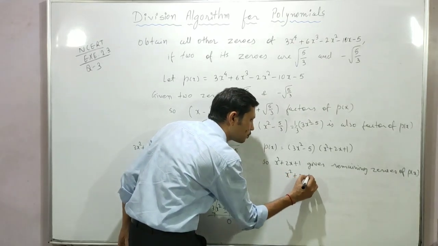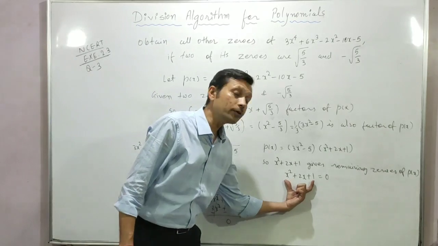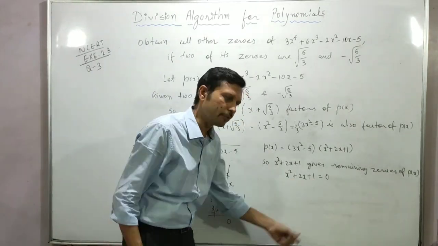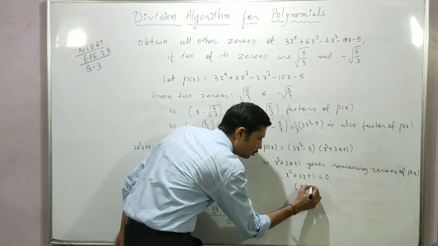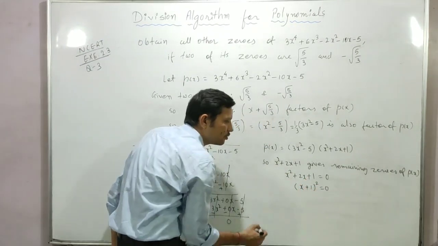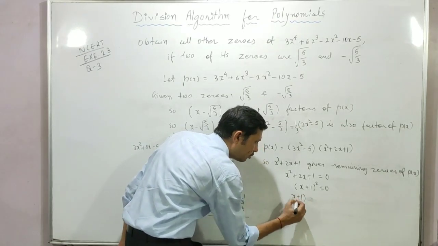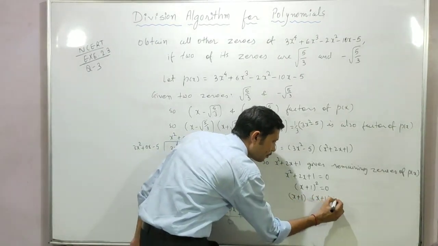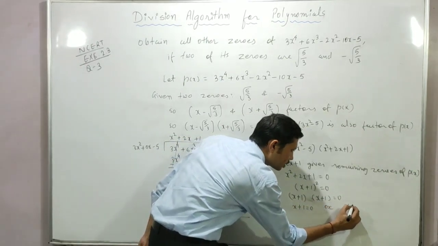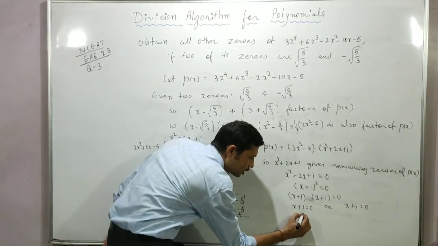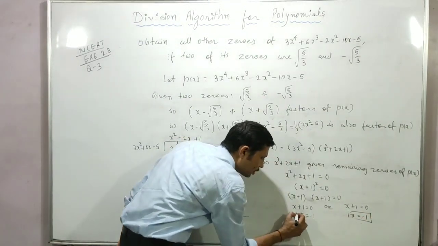x square plus 2x plus 1. To find the zeros, I have to compare with 0. And as you can recognize, it's a perfect square trinomial. It's the square of x, first term square root x, last term square root 1, the whole square. That means we have two same factors, x plus 1 equal to 0. So either x plus 1 will be 0 or x plus 1 will be 0. So x equals what? Minus 1, and here also x equals minus 1.